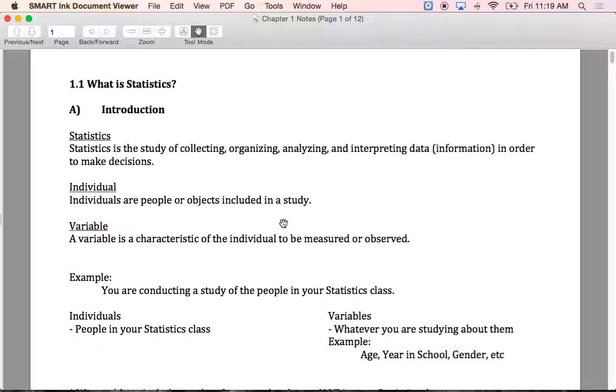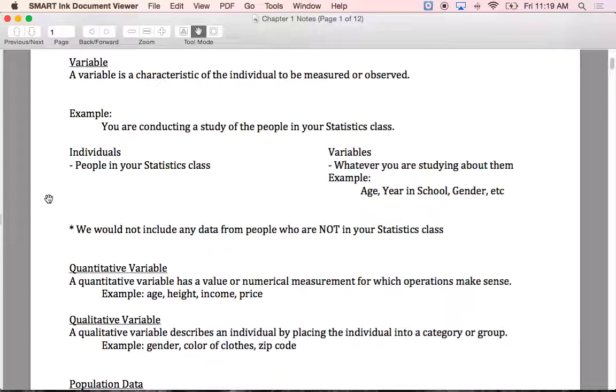For example, we are conducting a study of the people in your statistics class. So that means the individuals would be the people in your statistics class. Variables are going to be whatever you're studying about them. So maybe we're looking at their age, their year in school, their gender, something about those people. So in our study then, we would not include any data from people who are not in our statistics class, because we are only looking at those who are in the class.